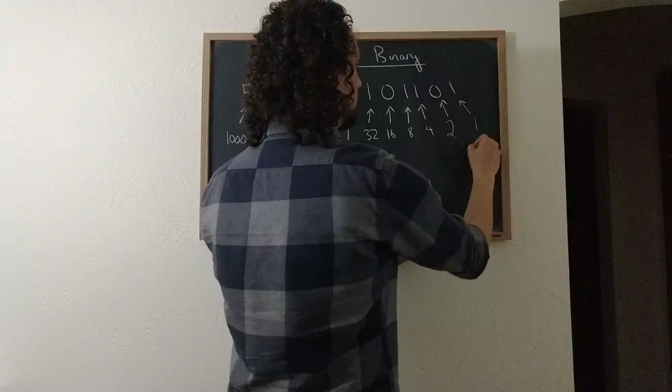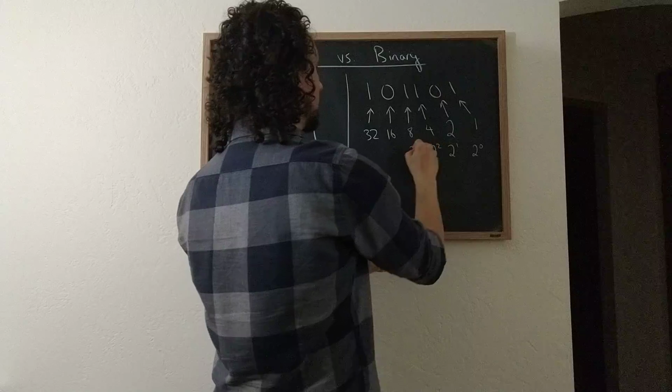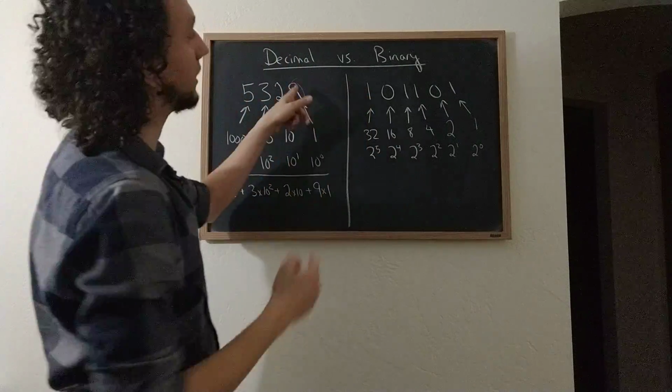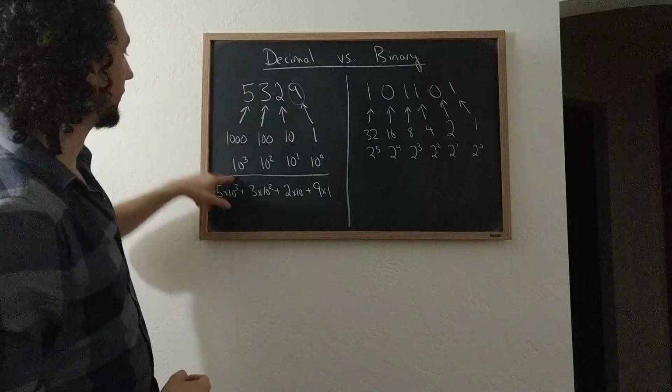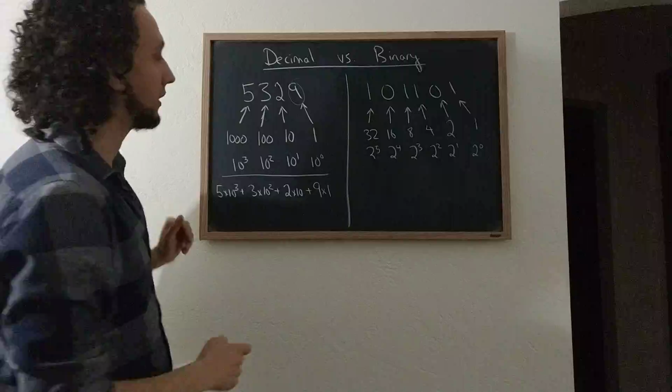This is 2 to the power of 0. This is 2 to the power of 1. 2 to the 2. 2 to the 3. 2 to the 4. 2 to the 5. And if I had more digits going up here, I would have higher powers of 2, just like if I had more digits over here, I would have higher powers of 10: 10,000, 100,000, a million, and so on.